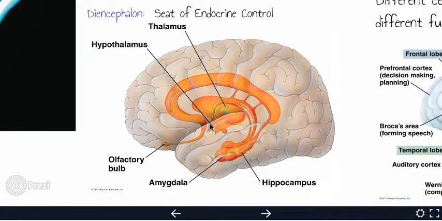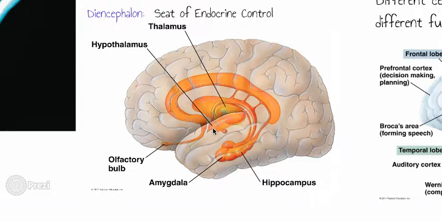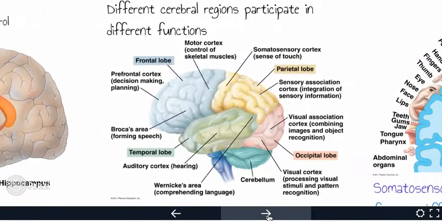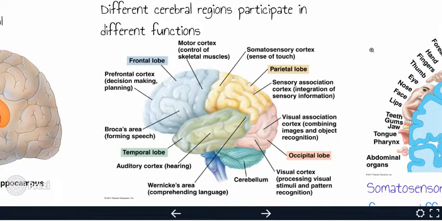here's the hypothalamus, temperature control center of the brain. Hypothalamus is also one of the first neurosecretory organs. So we'll talk about that. But we call this the seat of endocrine control, and we'll focus more on these things in hormonal control in class this week. All right, so here's your different regions.